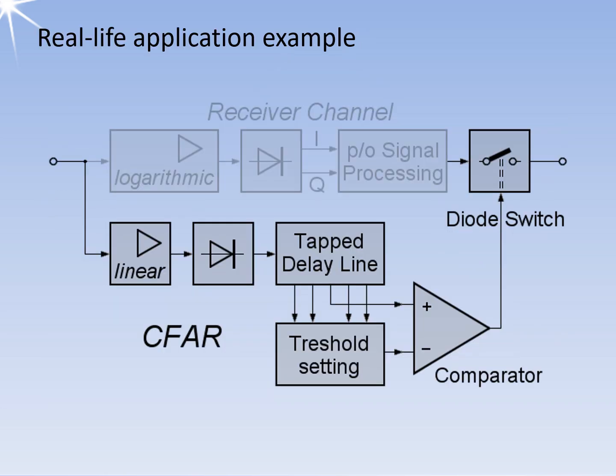The circuit we've looked at so far was a simplified version meant to explain its function. In general, the output of a comparator can't be directly used for further signal processing because it would result in all targets having the same amplitude. Instead, this signal can only be used as a control signal for a pin diode switch.